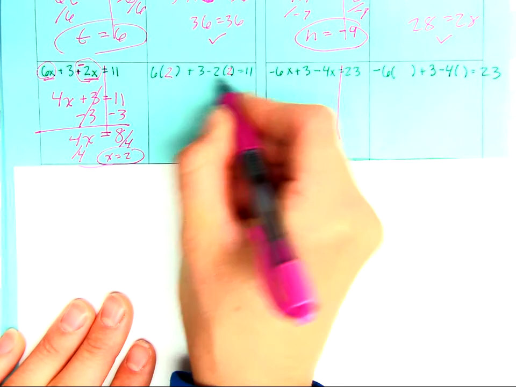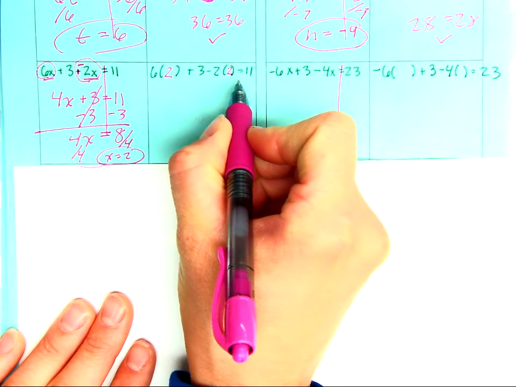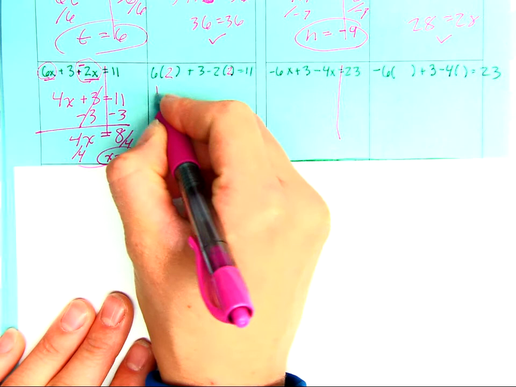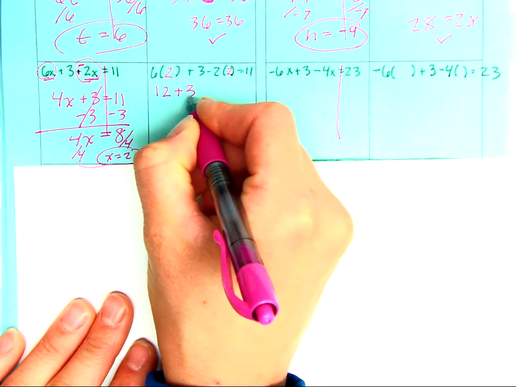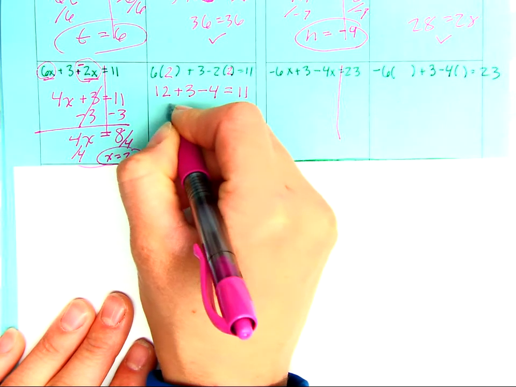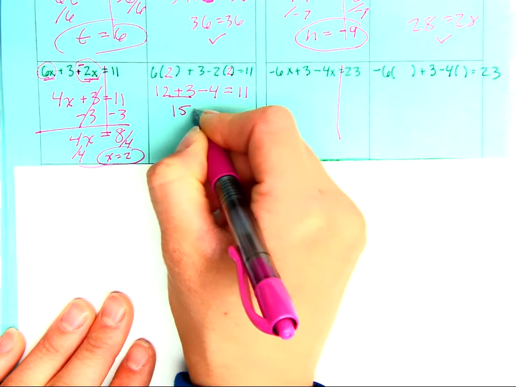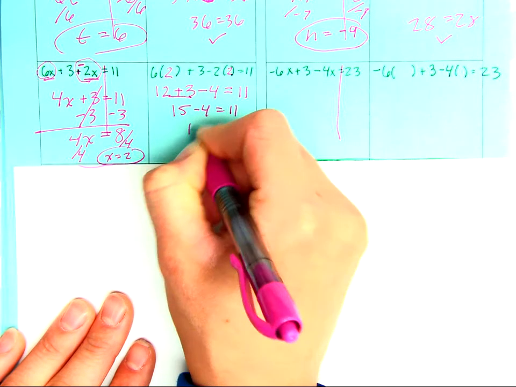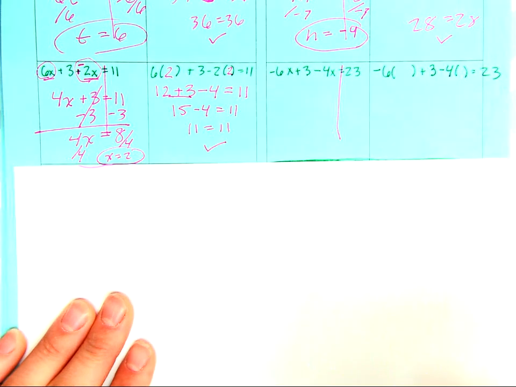So again, we want to check in both spots here that there's an x. So I have 12 plus 3, subtract 4 equals 11. So this gives me 15 minus 4, which is 11.